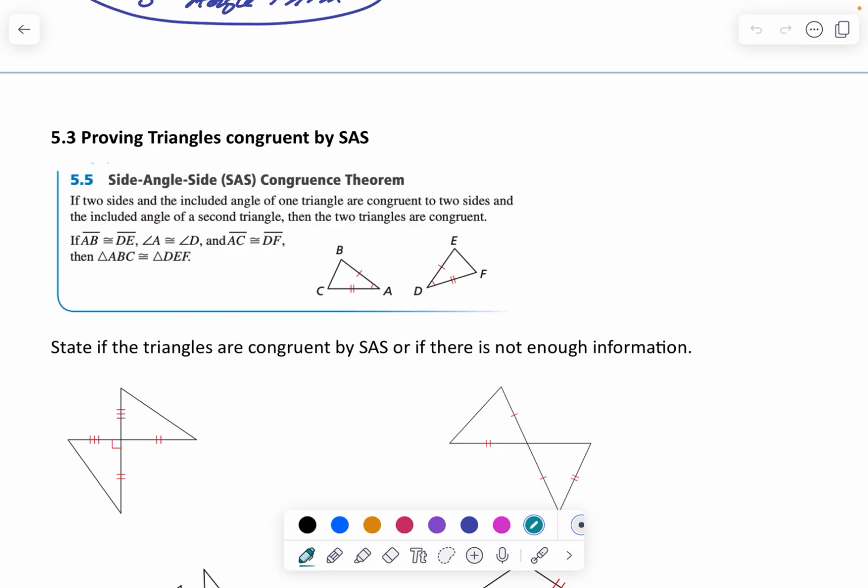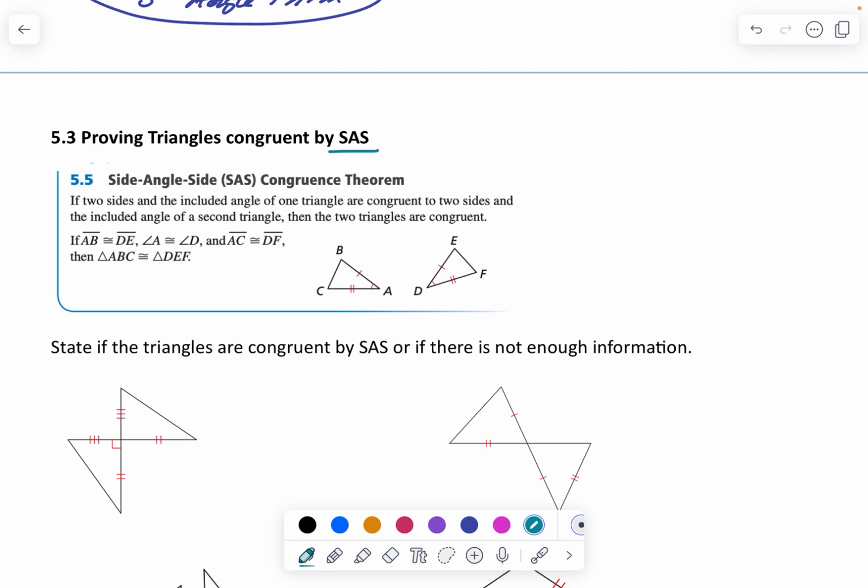In other words, with these certain combinations of sides and angles, it can't be anything else. Like, it would have to be congruent, because if these things are congruent, there's no other triangle it could be. And so the first one we're learning today, and it's just one today, is side angle side.